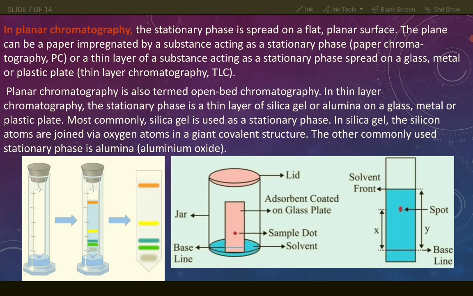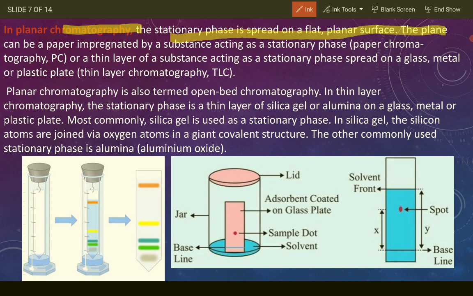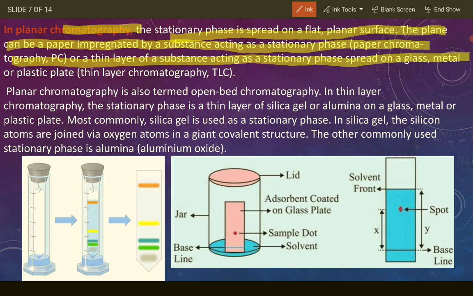In planar chromatography, the stationary phase is spread on a flat planar surface, right? The plane can be paper impregnated by a substrate acting as a stationary phase, which is paper chromatography, or a thin layer of substance acting as a stationary phase spread on a glass, metal, or plastic plate, which is thin layer chromatography. So you can see both.